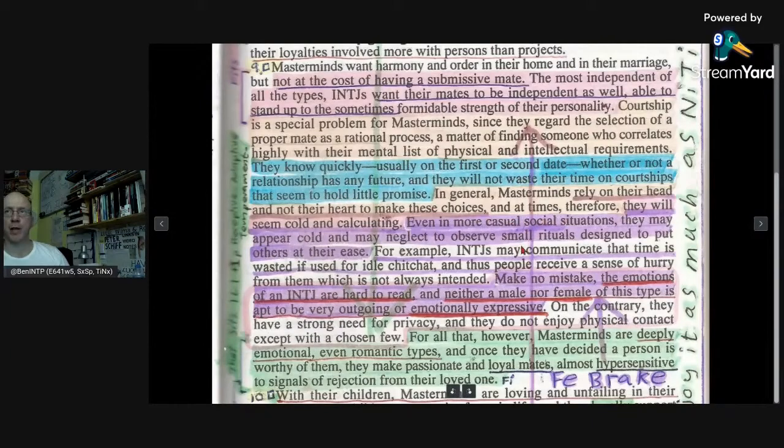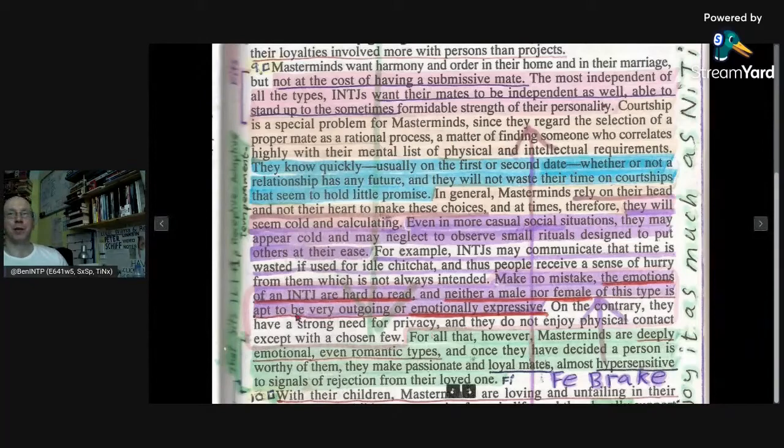But generally here, masterminds rely on their head and not their heart to make these choices, and at times, therefore, they will seem cold and calculating. Even in more casual social situations, they may appear cold and may neglect to observe small rituals designed to put others at their ease. So you see, this is completely opposite from ESFJ, which is warm. For example, INTJs may communicate the time that is wasted if used for idle chit-chat, and thus people receive a sense of hurry up from them, which is not always intended. But I've been at an event with a few INTJ resemblers, and it's like, come on.